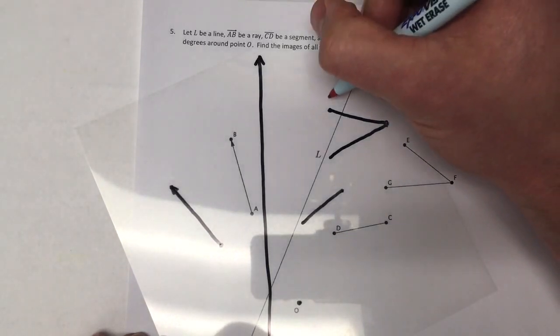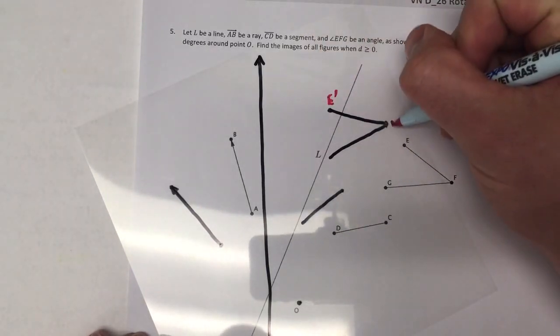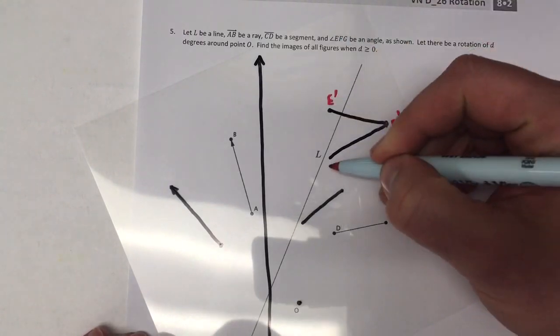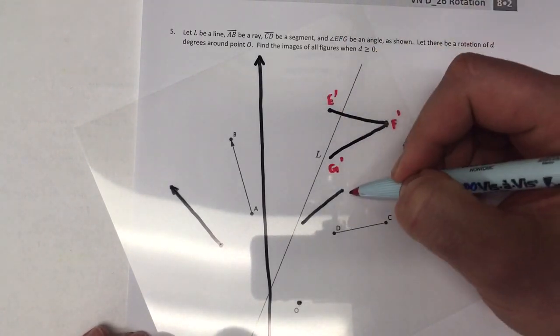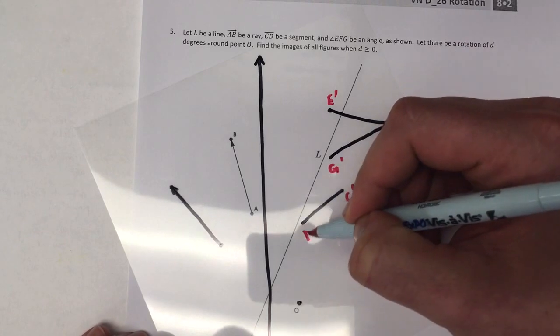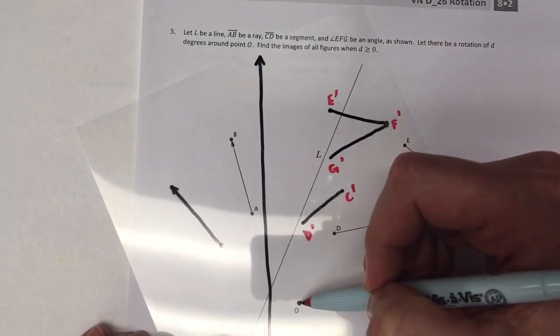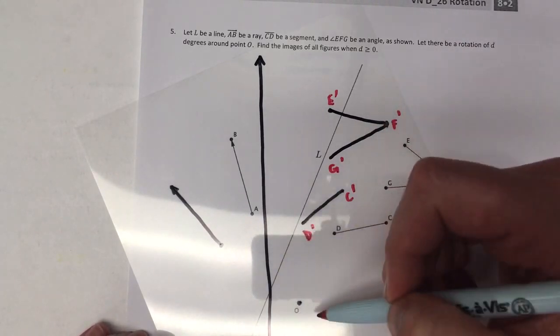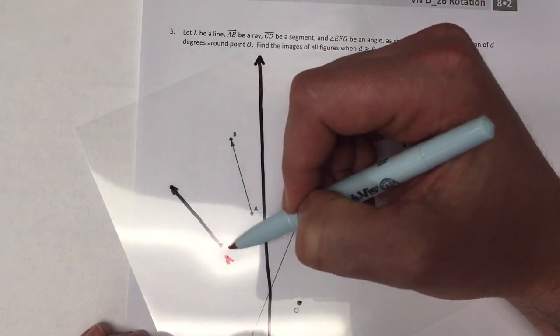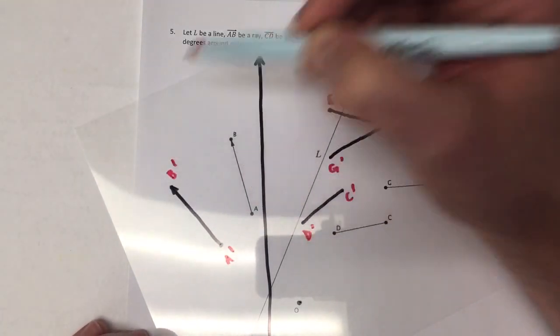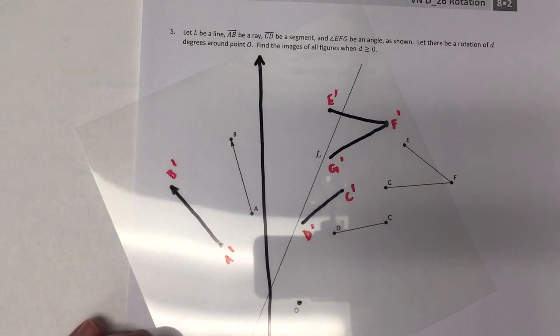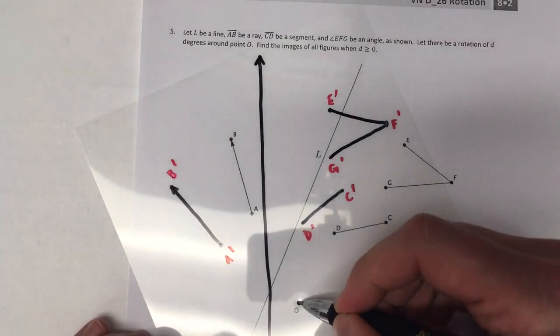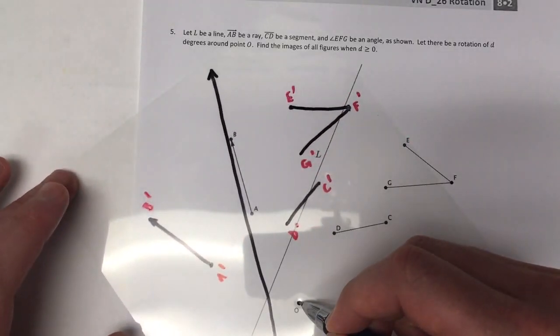And so this would be E prime, F prime, G prime, C prime, D prime. Notice O stayed on O. There's no change there. This would be A prime, and this would be B prime. Hopefully you're getting a sense of how the system of rotation works, and you just keep rotating it around.